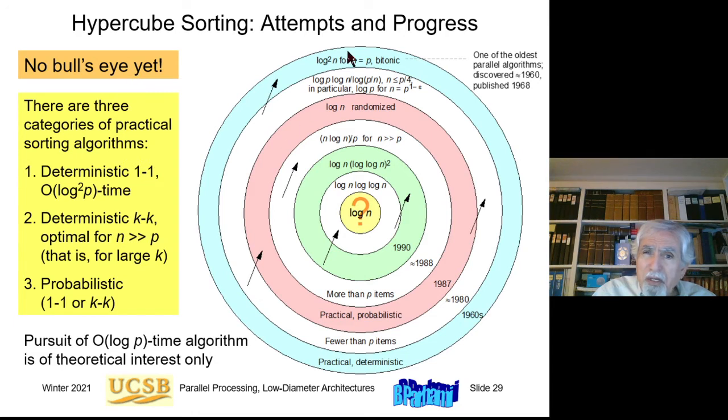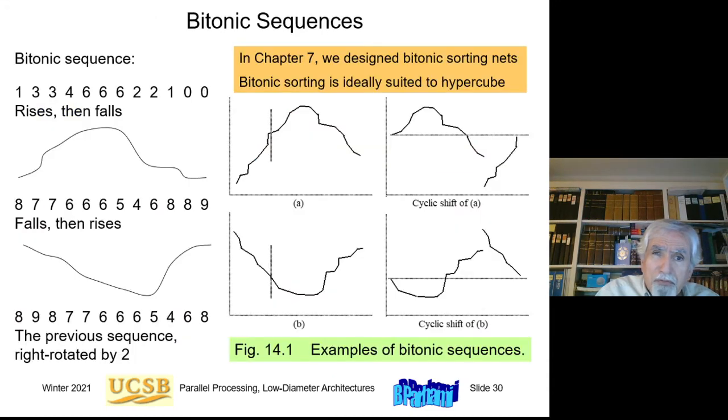So I'm going to discuss bitonic sorting in detail. This is a very practical algorithm that requires order log squared n. At this point, the pursuit of an order log p time algorithm, in other words, p processors and p items to sort, is of theoretical interest only, because the practical algorithms that we have are good enough for the types of problems that we try to solve.